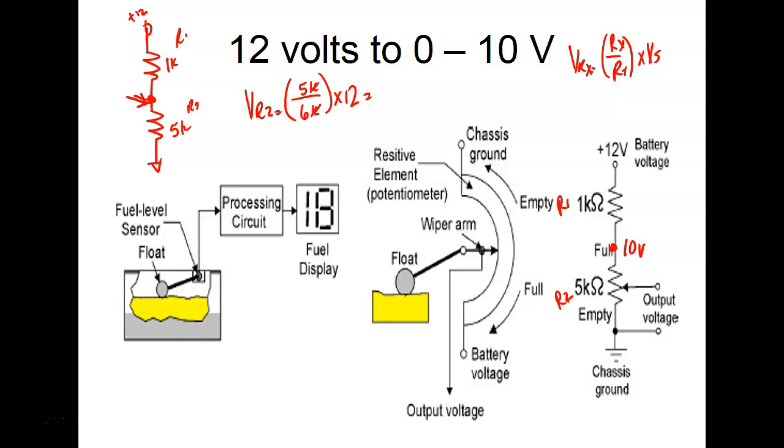And a lot of times you can do that in your head. 6K, the K cancels out. So I know right off the bat that this resistor right here is going to drop 4/5 of the voltage, no matter what voltage you put on it.